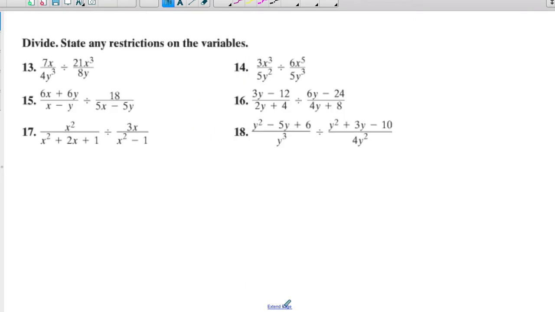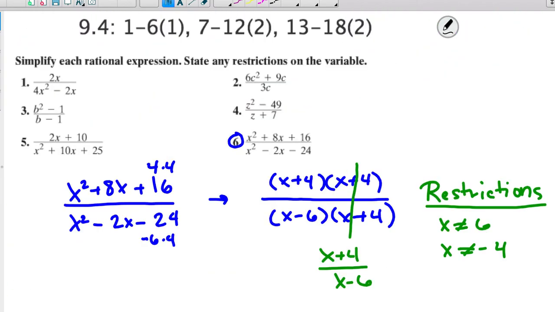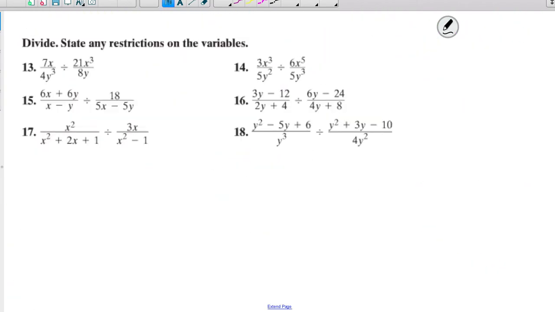All right, 13 through 18, we have 2 from here, and this is the divide, and so we're going to end up using multiplication. The leave it, change it, flip it, so that it's basically using multiplication. Let's go ahead and take a look at 18.